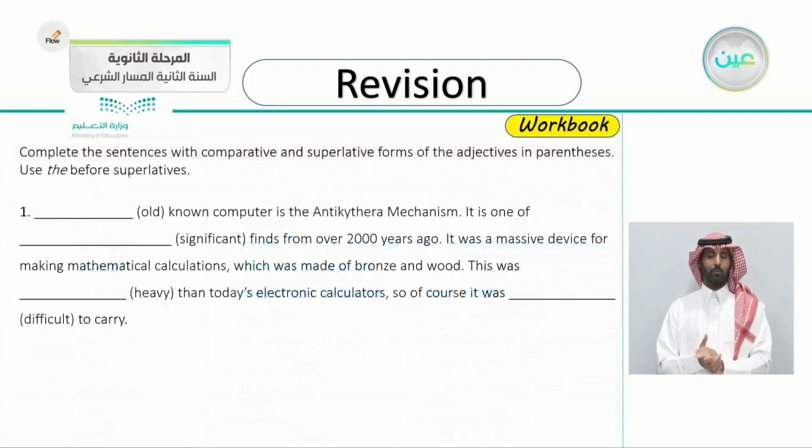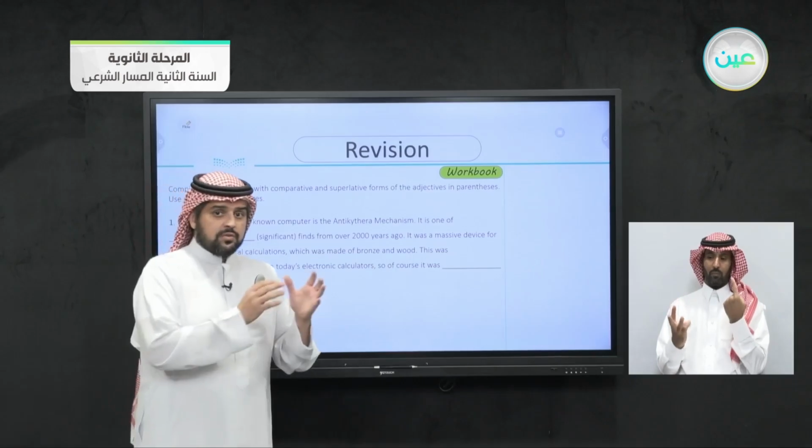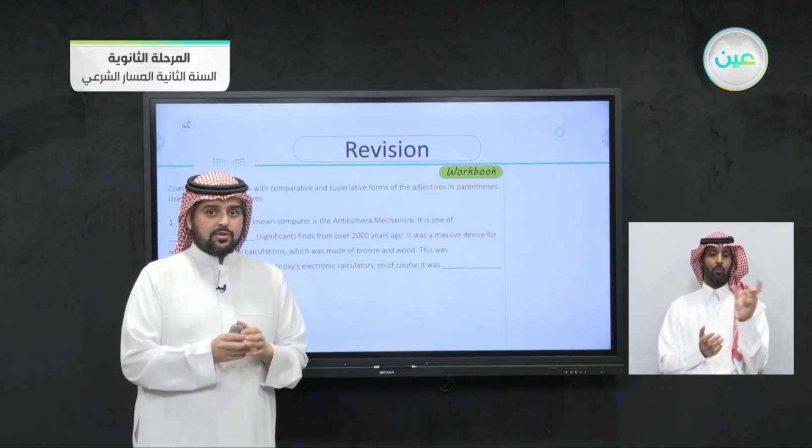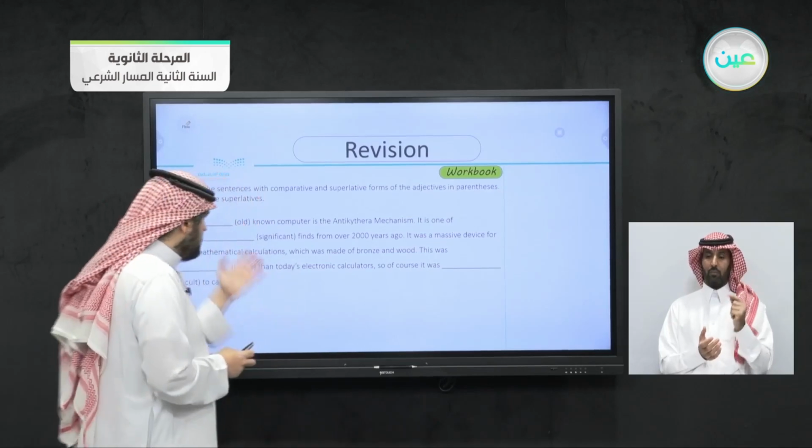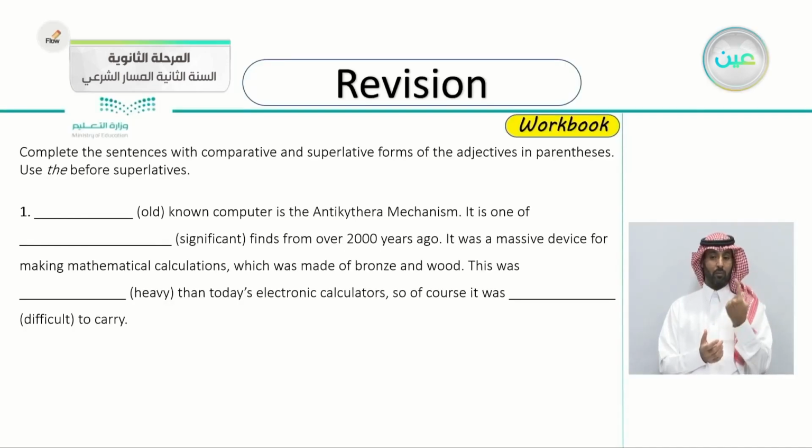So let's jump to the other exercise here. Complete the sentences with comparative and superlative forms of the adjective in the parenthesis. Use the before superlative. So remember, when you choose to write the superlative form, remember to write the. The first one, old. The adjective here is old. Known computer in the Antarctica mechanism is one of. So what do we write here? The first one. Very good.